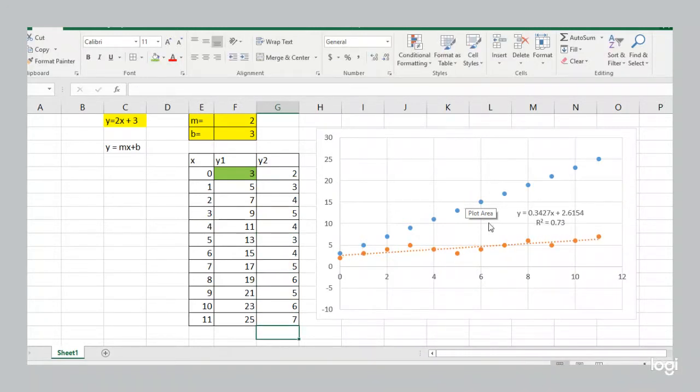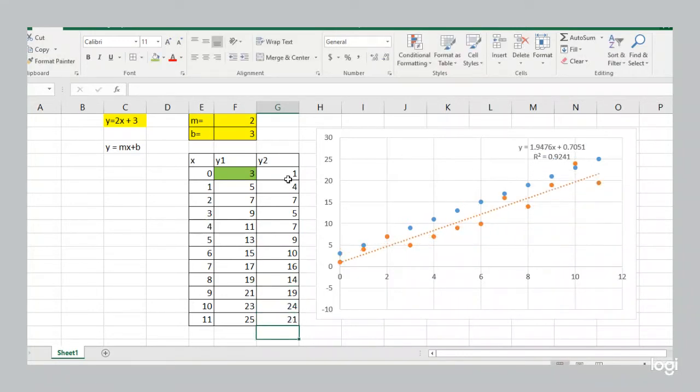Okay, so now you see the slope is smaller, right? The slope is 0.34 approximately. Okay, now we'll make the slope bigger. Okay, so the points are going up at a greater rate, and now the slope is 1.95 approximately. Okay, we can also make the slope negative, right?